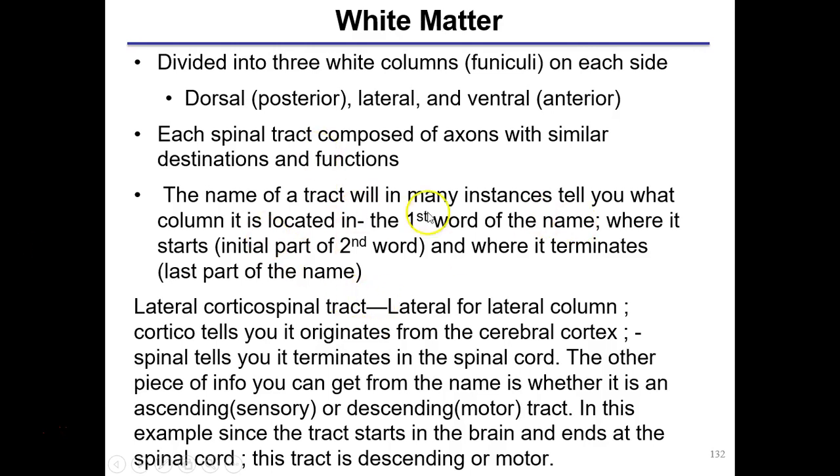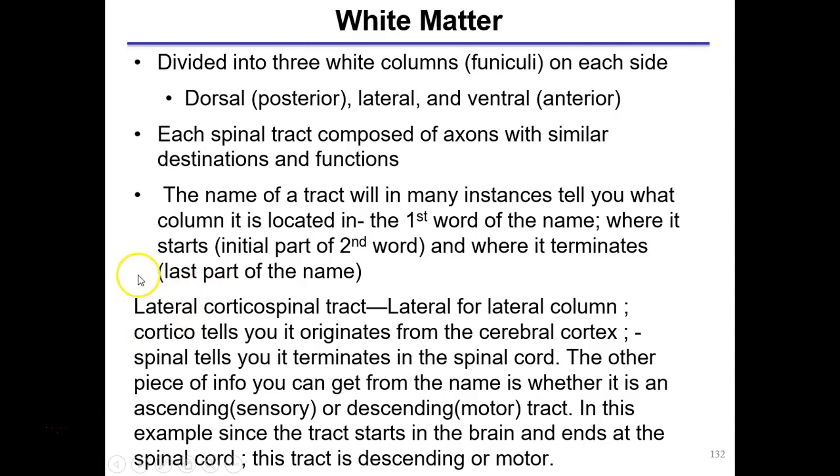So another point that we need to make here is, we're not going to ask you guys to remember names to any great degree in here, but in many cases, the naming of these tracts will tell you a great deal about where the tract is located and where its start point and end points are, which you can often then decipher, for example, whether it's a motor tract or a sensory tract. So the naming of these tracts, there's often two different words to the name. For example, lateral corticospinal tract.